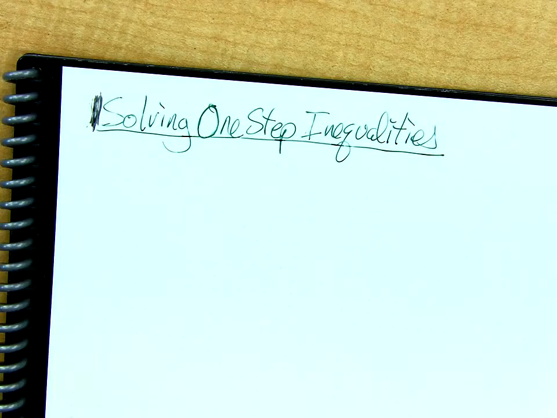So we are solving one-step inequalities. There is one golden rule that you need to remember for all inequalities. Does anybody know what it is? Have you ever solved an inequality before? Let me show you what one even looks like.